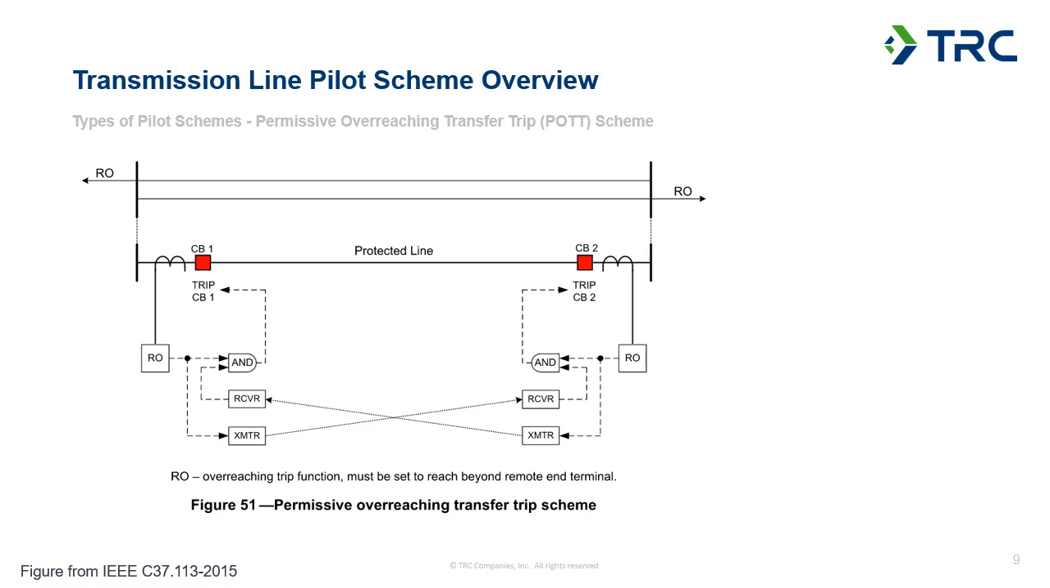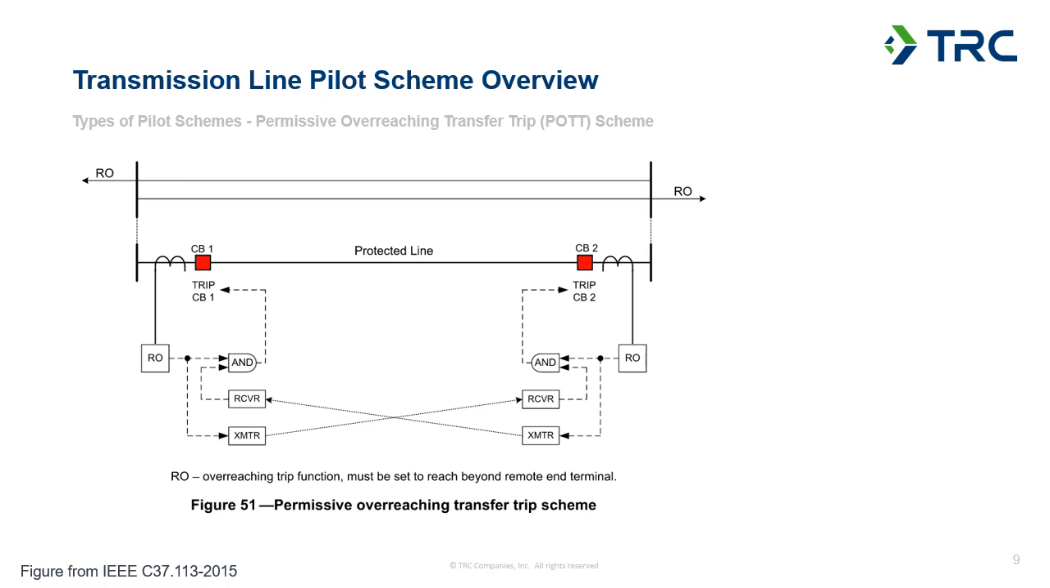So the first type of scheme we're going to look at is a permissive overreaching transfer trip scheme. A key word there is permissive. That's the type of scheme. In a permissive scheme, you've got a relay at one terminal telling the other terminal that they have permission to trip high speed if they see a fault on the line, because the terminal that's sending the permissive signal sees a fault in front of it.